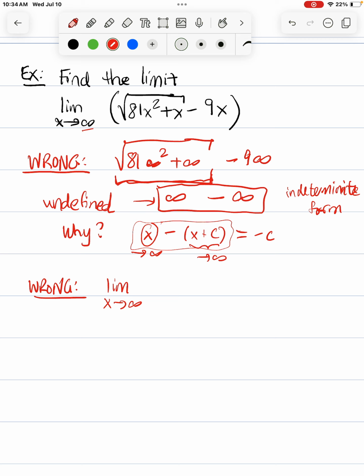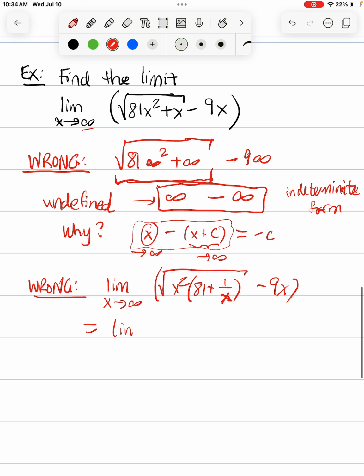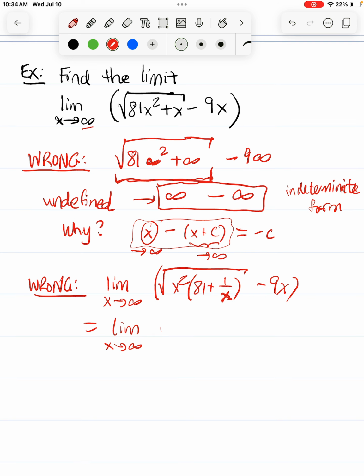Well, if you do that, you're going to get x squared here, and then times 81 plus 1 over x, right? And then minus 9x. And then if you pull out the square root of x squared, since x is positive, this is just going to be x, so you have x times the square root of 81 plus 1 over x minus 9x.